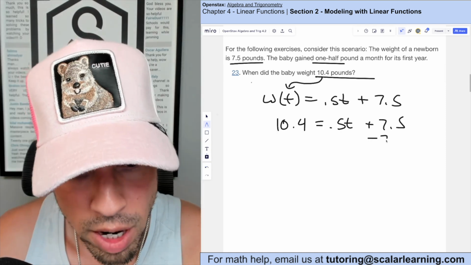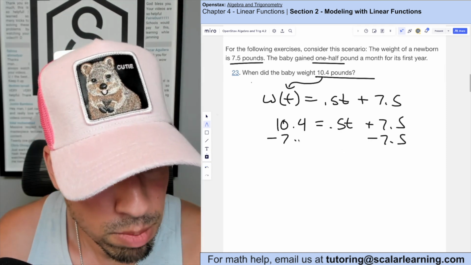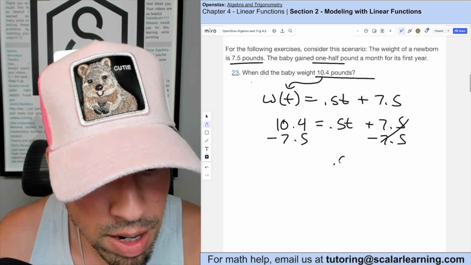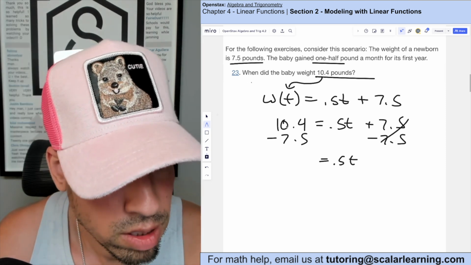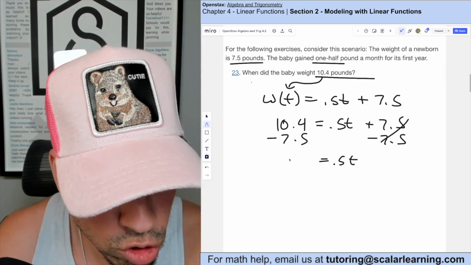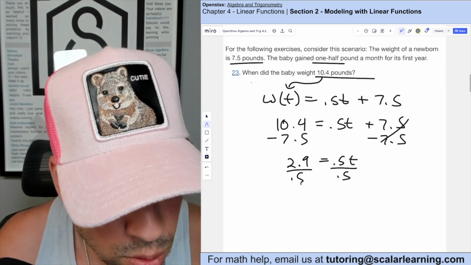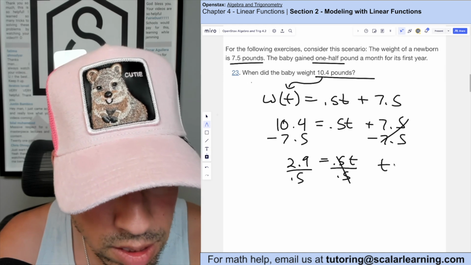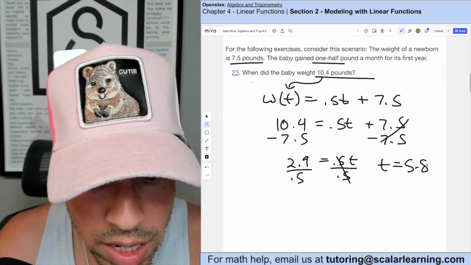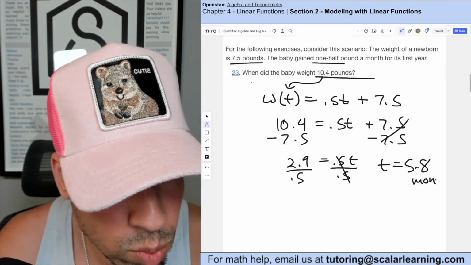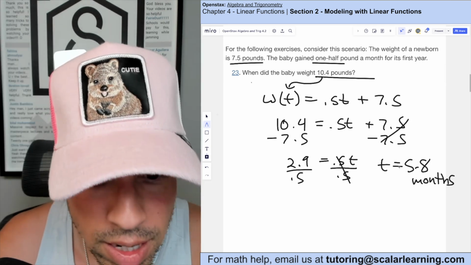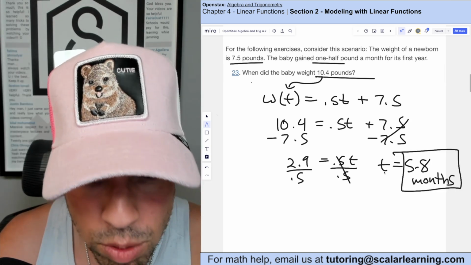So first I'm going to subtract 7.5 from both sides, boom, boom, and then we get 0.5 t equals 10.4 minus 7.5 is 2.9. And then when you divide by 0.5, again, it's like multiplying by 2, so we get t equals 5.8. So we'd say the baby weighed 10.4 pounds at 5.8 months, boom, done.